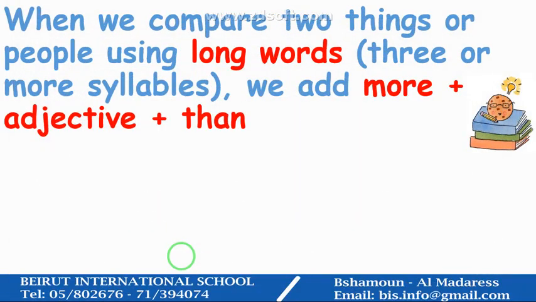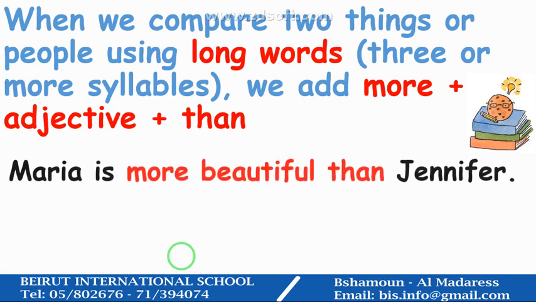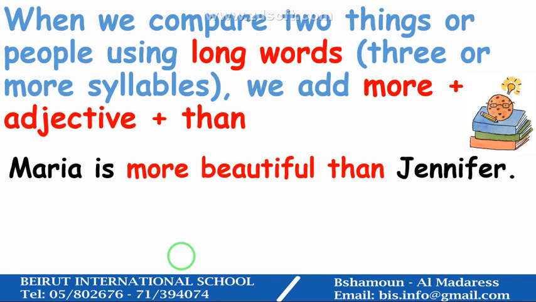When we compare two things or people using long words that are made of 3 or more syllables, we have to add more before the adjective and than after the adjective. For example, Maria is more beautiful than Jennifer. Beautiful here is a long adjective, so I can't add er to it. I have to add more before it and than after it.